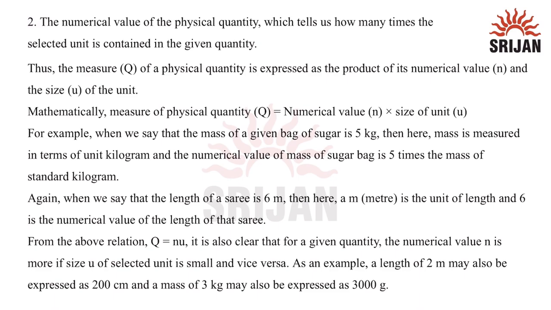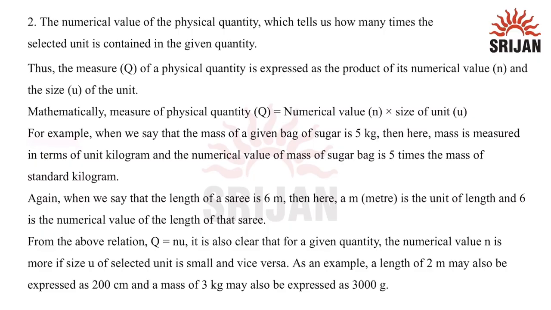Second is the numerical value of the physical quantity, which tells us how many times the selected unit is contained in a given quantity. Thus, the measure Q of a physical quantity is expressed as the product of numerical value n and size of the unit U. Mathematically, measure of a physical quantity is numerical value into size of the unit.